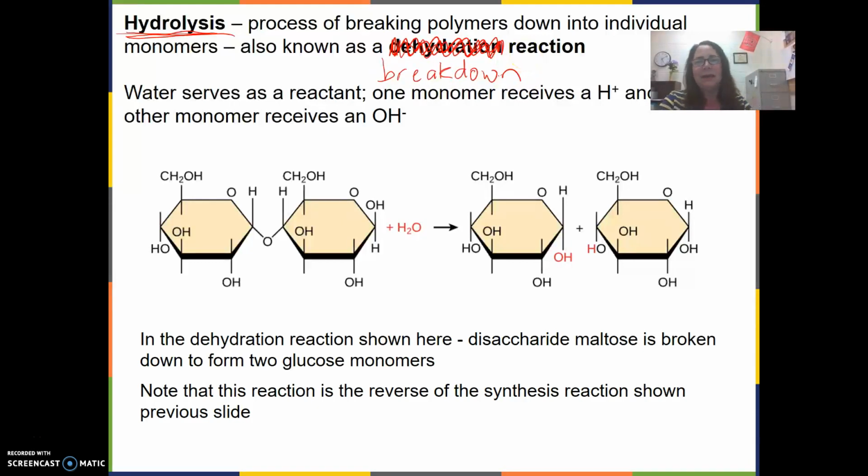I apologize for that. So in this case, maltose, which is a disaccharide, is broken apart with the addition of water. This is the opposite of what we saw happen in the dehydration synthesis. An OH is added to one of the subunits to form glucose, and then an H is added to the other subunit to form another molecule of glucose. So maltose is broken down into two glucose monomers.